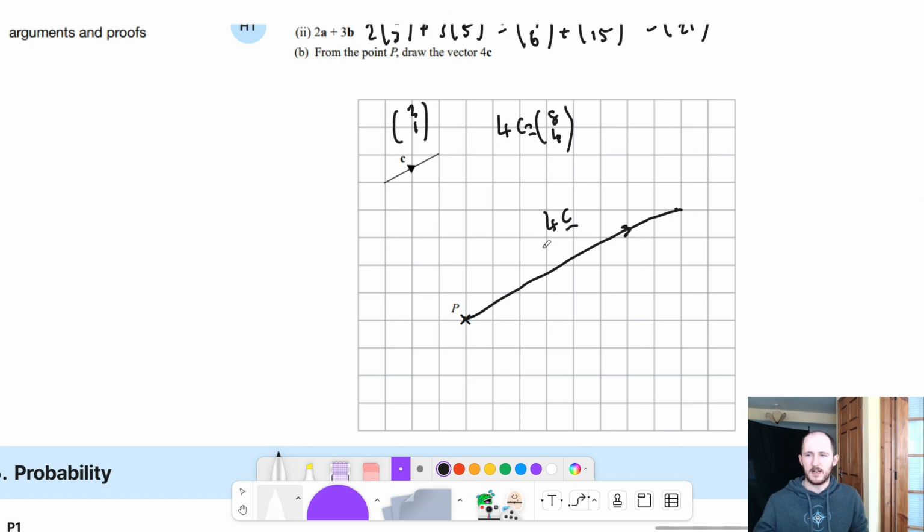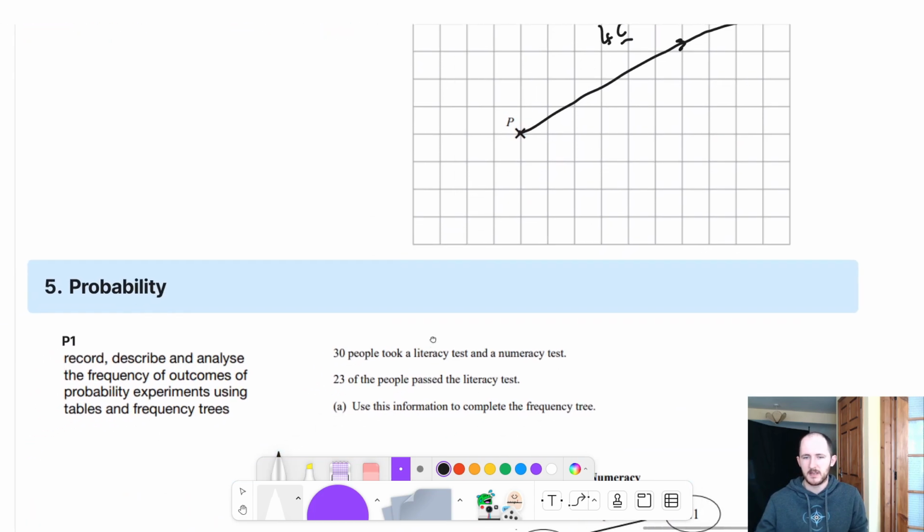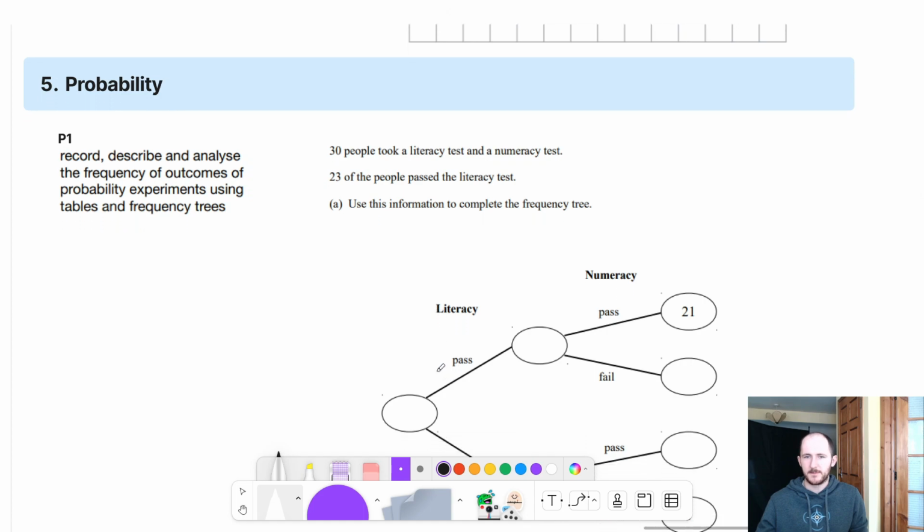The only other thing, by the way, is I've underlined it because C is a vector, so we tend to underline vectors. If you notice, they actually write them in bold, but I can't write in bold, and neither can you. So unless you're typing it, I would recommend underlining it.